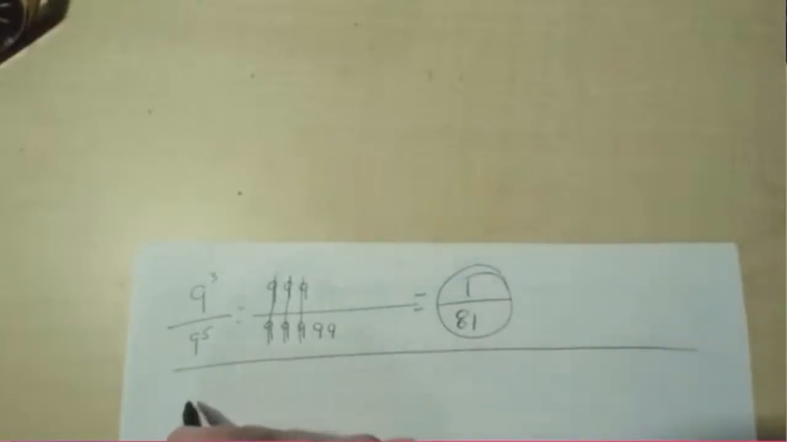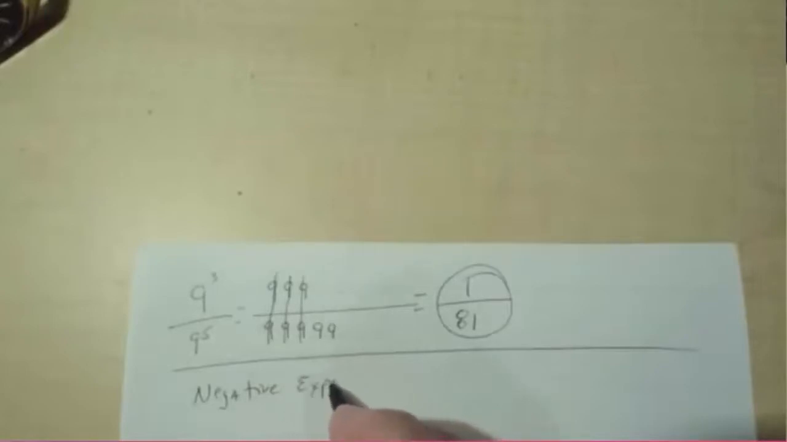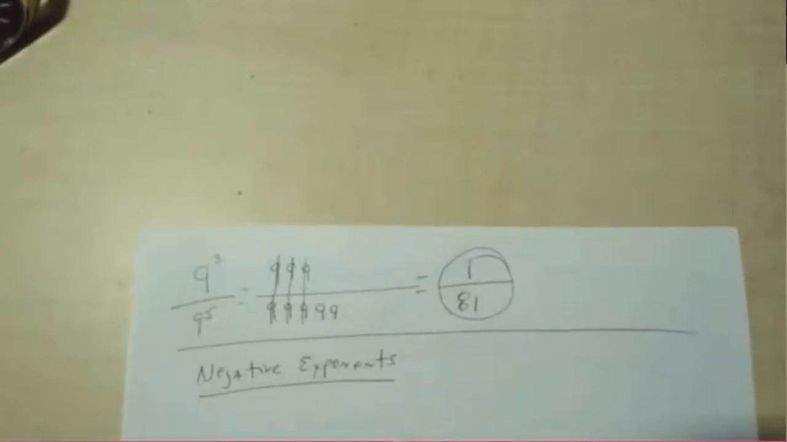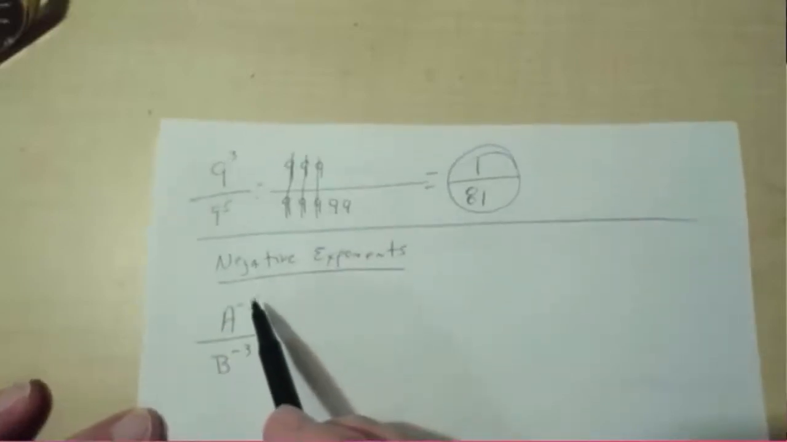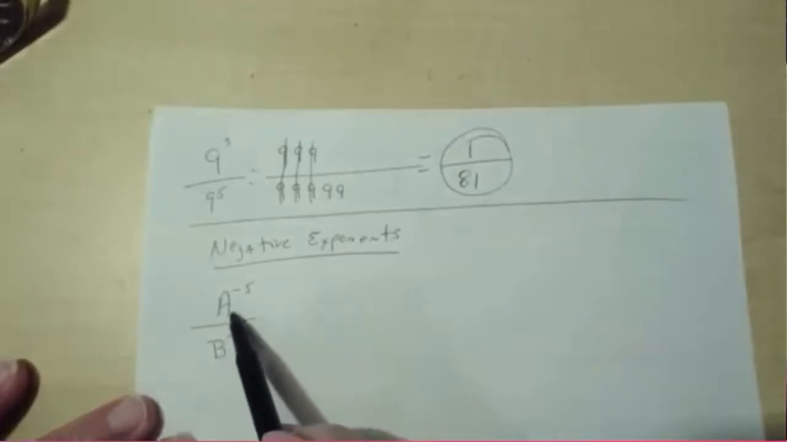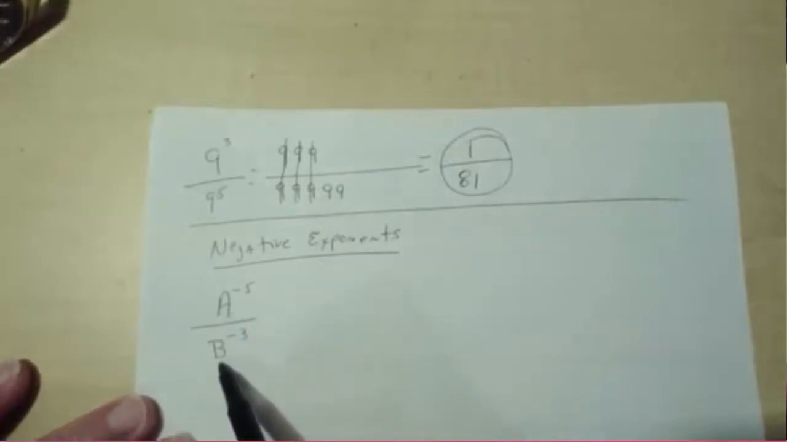Okay, now what if we have negative exponents? Negative exponents. Okay, so what if we have a to the minus 5 divided by b to the minus 3? Now the base numbers are not the same. This was an A, this one's a B. So we cannot combine these in any way.